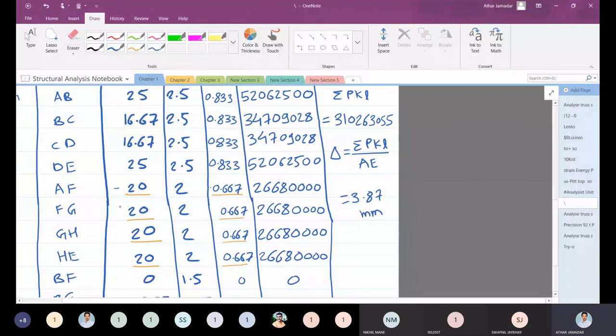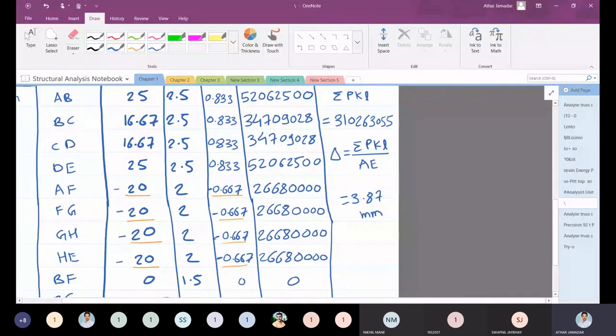So, for example, for member AF, minus 20 into 2 into minus 0.667. So minus minus will become plus. So ultimately this value of PKL is going to be positive. But just for information, remember in this table, compression forces we will take as positive forces and tensile forces we will take as negative forces. Please remember this.